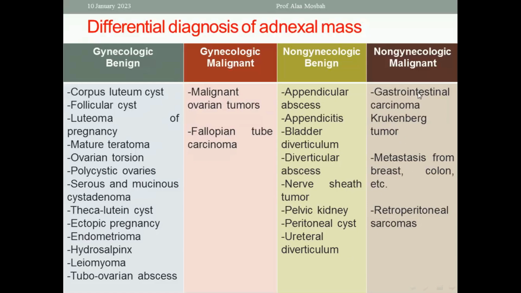What about the non-gynecologic malignancy? GIT carcinoma, giving metastasis to the ovary, what is called the Krukenberg tumor, metastasis from breast, colon, retroperitoneal sarcomas. So this is the differential diagnosis of adnexal mass, and you should answer it like that: gynecologic lesions, benign or malignant, or non-gynecologic lesions, benign and malignant. I hope it was clear enough.